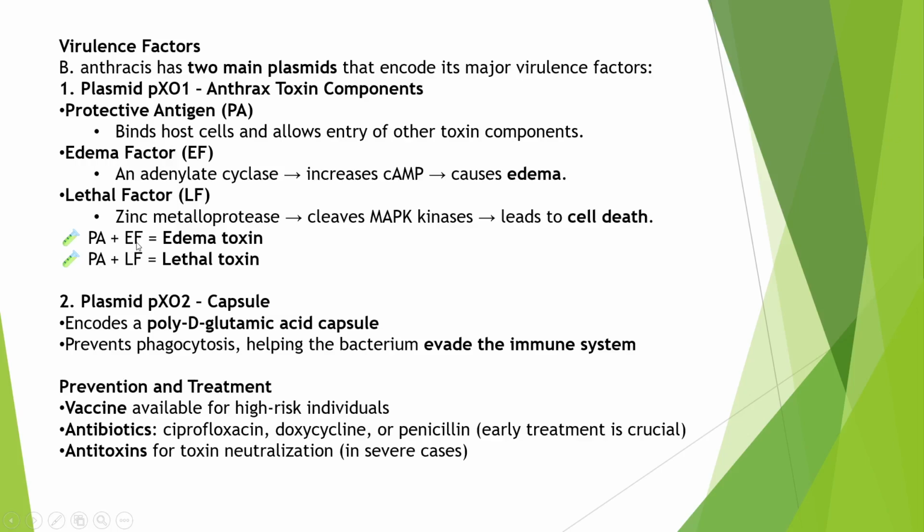So PA plus EF together is edema toxin, and PA plus LF is lethal toxin. So both of them require PA. And then other than this, for the capsule, we have plasmid pXO2. This encodes the poly-D-glutamic acid of the capsule, and it prevents phagocytosis, helping the bacterium evade or escape the immune system. So these are the two major virulence factors.